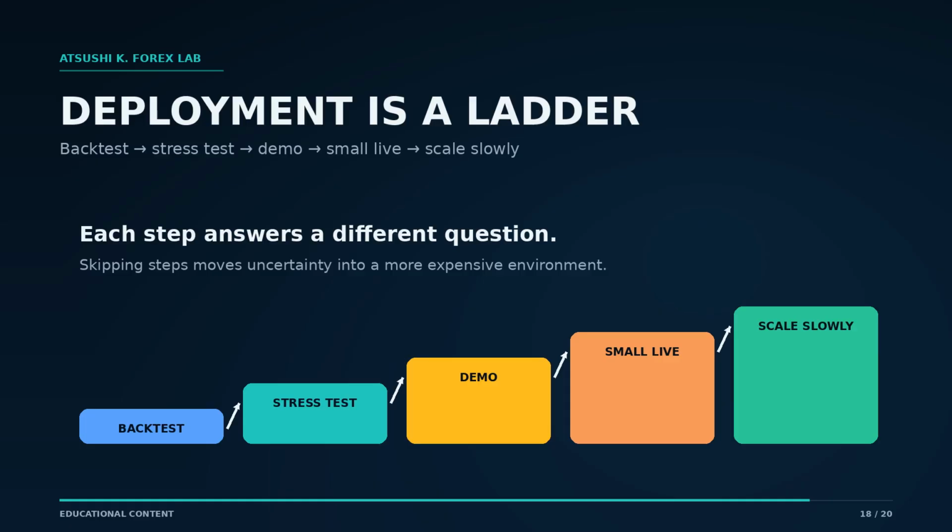Think of deployment as a ladder, not a switch. First, confirm the logic in a backtest. Next, stress it with worse costs, delay, and modest parameter changes. Then observe it on a demo account. If the behavior remains understandable, move to a small live risk that you can genuinely afford to lose.